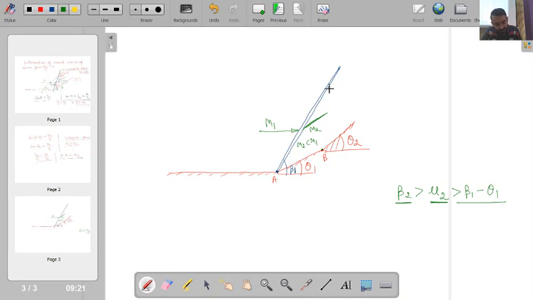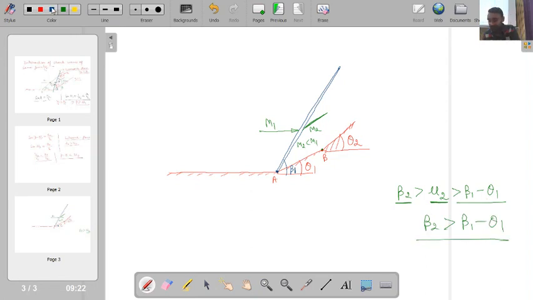So this angle is beta 1 minus theta 1. So if any Mach wave is produced, it will have angle mu 2, which will be greater than this beta 1 minus theta 1. But ultimately what is happening here is that an oblique shock wave is produced, so this beta 2 will also be greater than beta 1 minus theta 1.